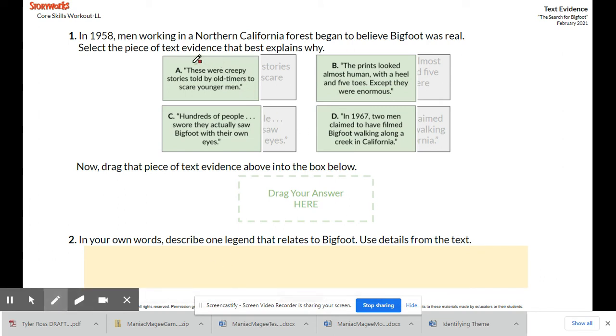Which one of these four, they all came from the text, proves they believed Bigfoot was real? Not made up, not a hoax, but actually real. Which one proves that? So out of present mode, you are going to drag, hopefully, the letter B. The prints looked almost human with a heel and 5 toes. That proves, wow, they thought it was real. It looked like a human. It had a heel. It had 5 toes. That is our best text evidence to prove that statement.